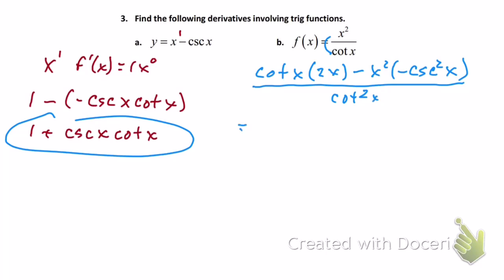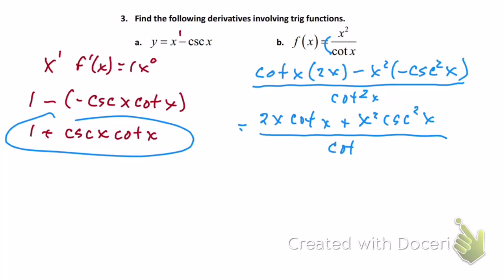x. Okay, so I've got 2x cotangent x minus x squared, no, plus x squared cosecant squared x, over cotangent squared.